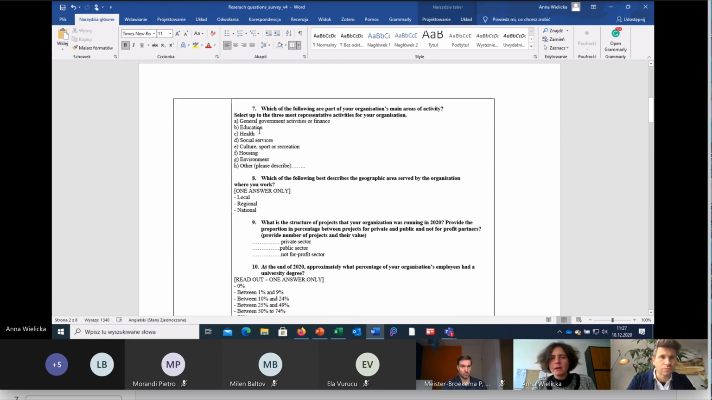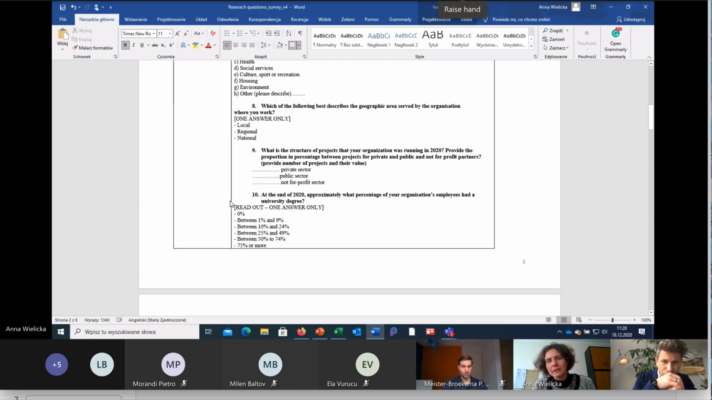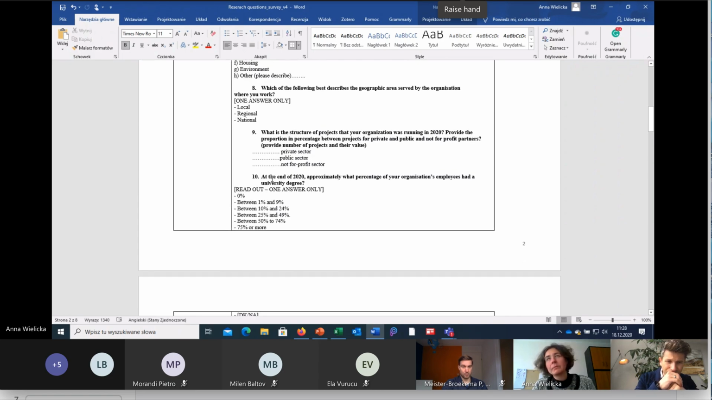What are the main areas of the activity of the labs? Here we will for sure add also SDGs. So we would like to check in what areas of SDGs they work. And still the area of influence, yes, so is it regional, national?